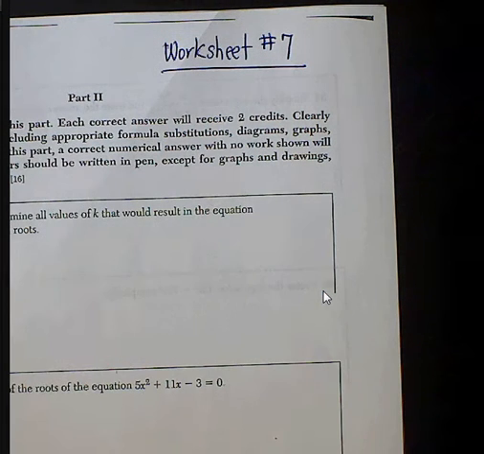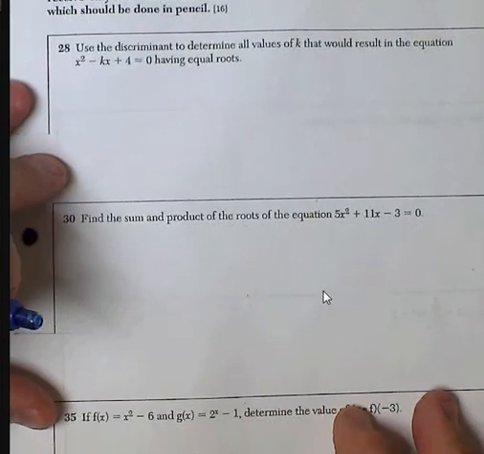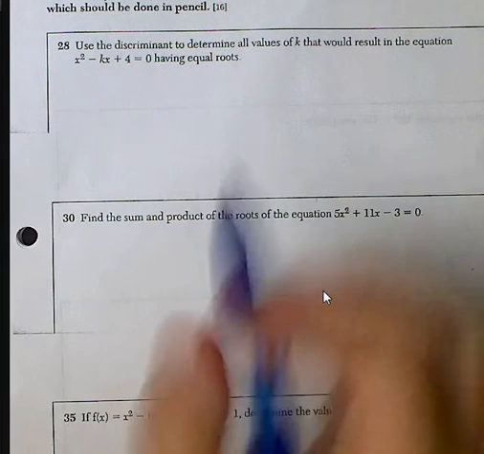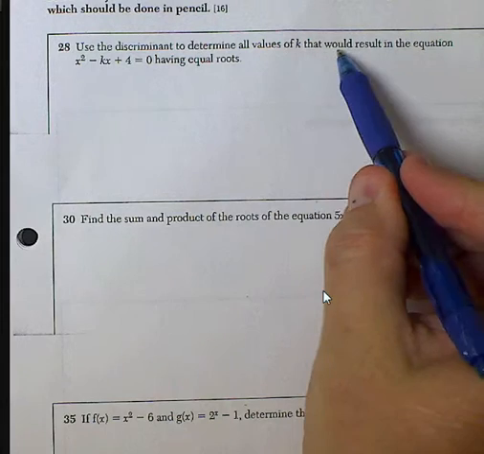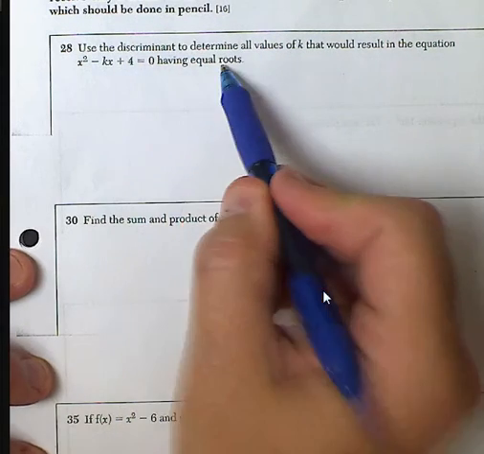Okay, we're on worksheet number 7. So we're working on questions that deal with quadratics and function notation. This one: use the discriminant to determine the value of k that would result in the equation x squared minus kx plus 4 equals 0 having equal roots.